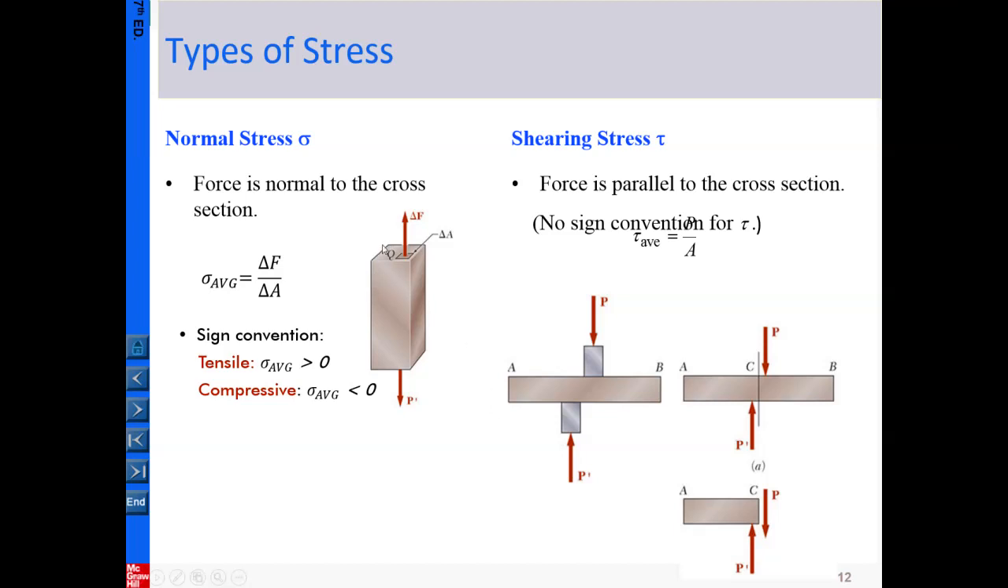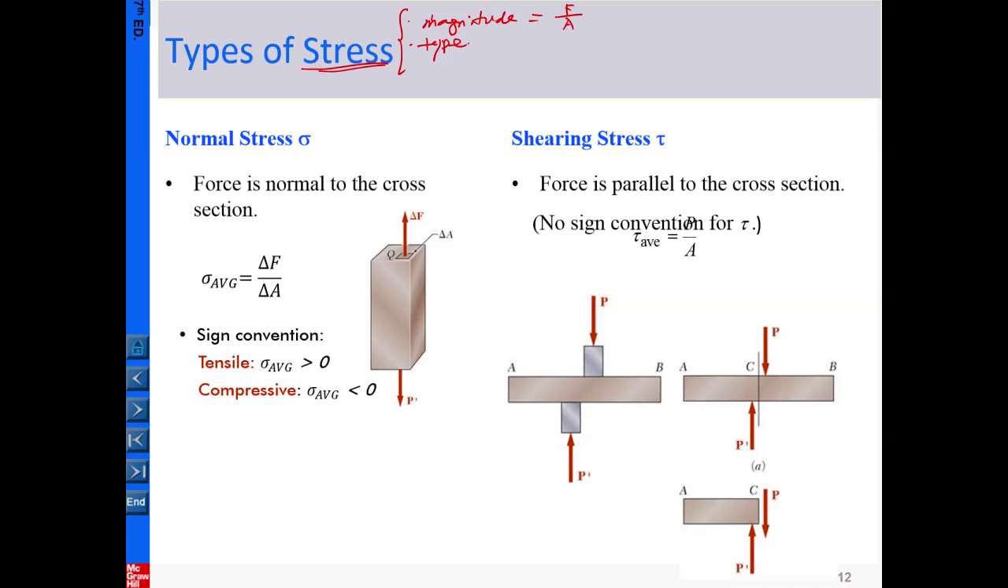Again, the type of the stress. When we talk about stress, you need to know the magnitude. We have calculated magnitude equal to the magnitude of the force divided by whatever the area applied. So for the stress here, the first thing is the magnitude calculation. The second one is called the type of the stress.